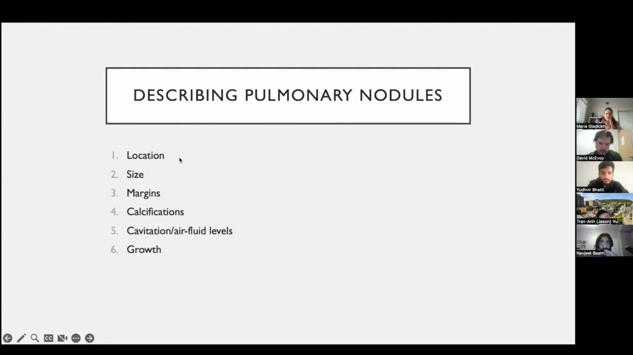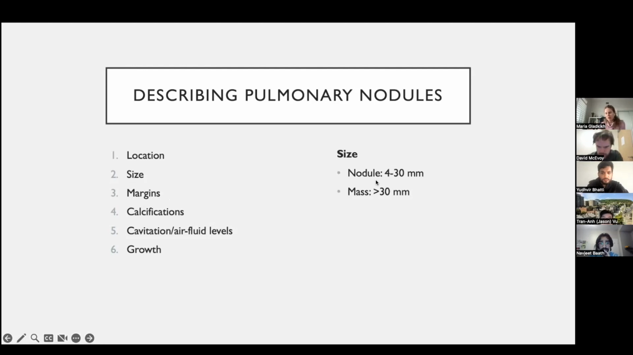Number one is the location. You want to say where it is: right upper lobe, right middle lobe, right lower lobe, etc. Then its size, approximately. I know when you're reading a chest x-ray, you have tools like on PACS to actually measure it, whereas if you're interpreting it in the clinic, you're limited to what you see. But you would approximately be able to say, is it relatively small or relatively large? You want to describe the margins.